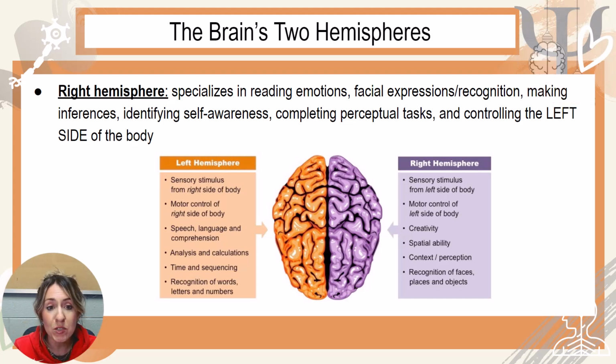So the right hemisphere, we learned through studying, specializes in reading emotions, facial expression, making inferences, identifying self-awareness, completing perceptual tasks like rotating images in space, and controlling the left side of the body.